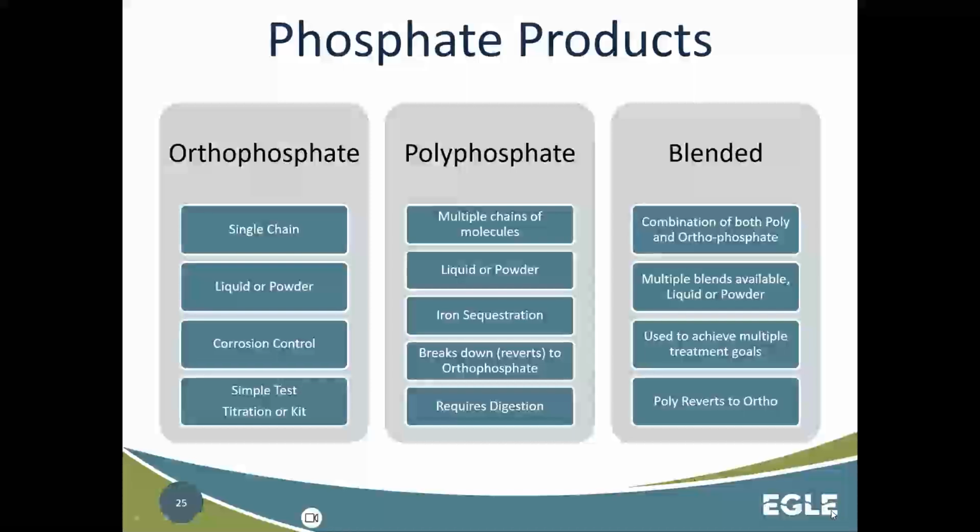Now, what I want to talk about at this point a little bit briefly: used to achieve multiple goals, although that's somewhat true. You can have some sequestration and you can have some corrosion control treatment out of that. We do know that polyphosphate affects orthophosphate's ability to form passivation layers. So we do know that. So although they might be the best of both worlds, it's never really the best of both worlds.